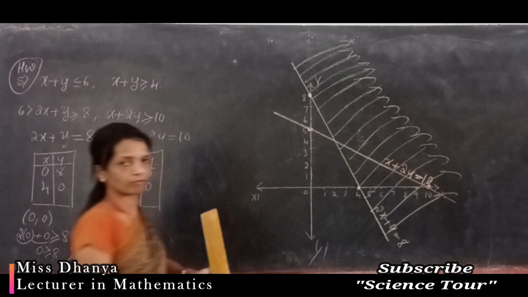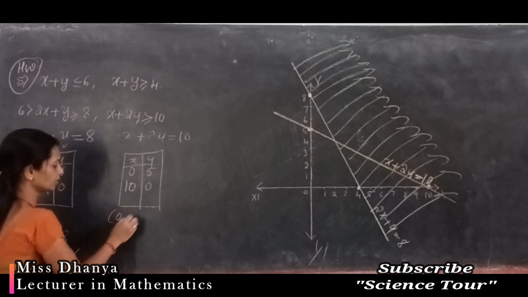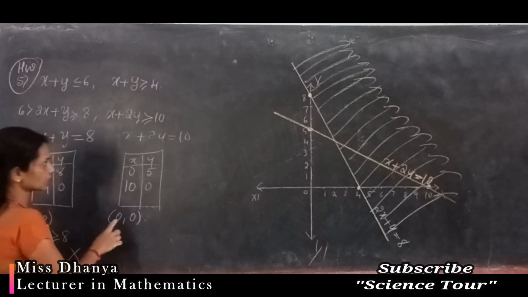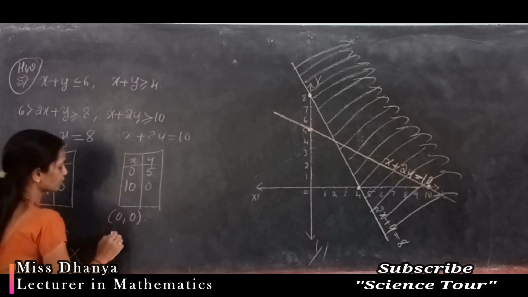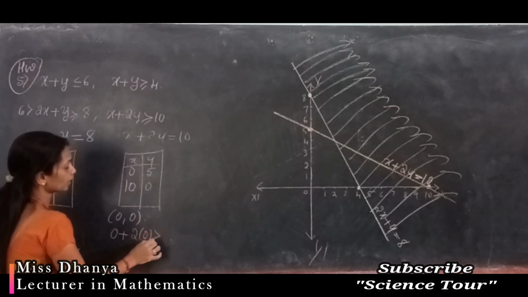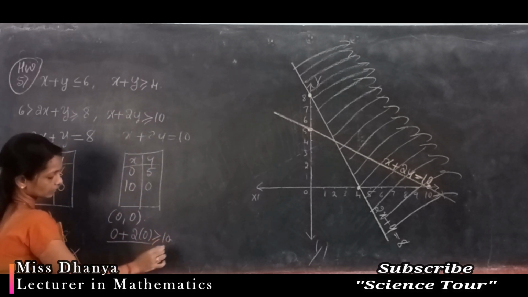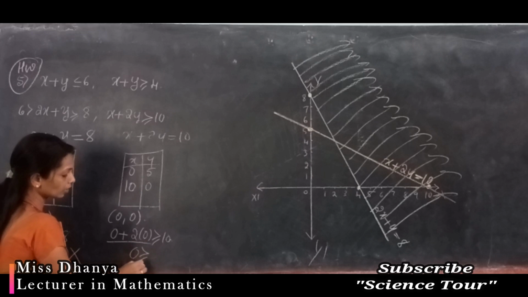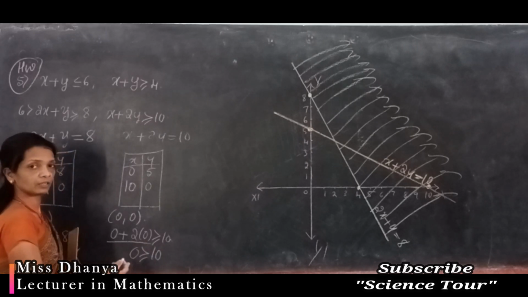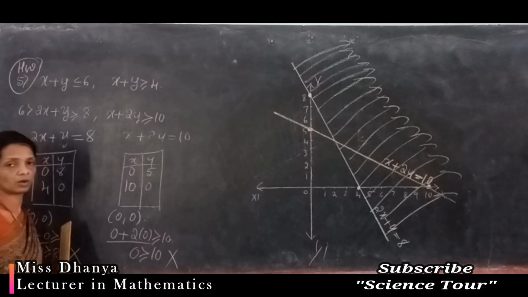Okay, now which half plane do you have to shade? To decide that, take the checking point 0, 0. Put x equal to 0, y equal to 0 in this inequality. So then you will get 0 plus 2 into 0 greater than or equal to 10 for the second inequality. Okay, left side simplifies to 0 greater than or equal to 10. Is this correct? We know that 0 is less than 10. So this is a wrong inequality.